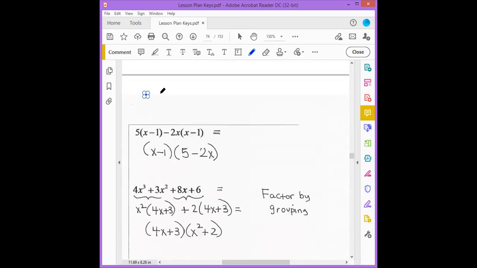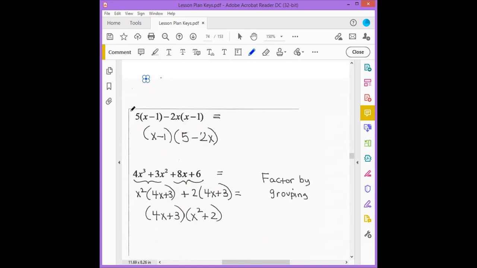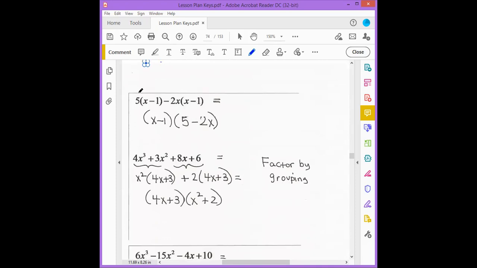All right, now we have 2 other expressions. The first one, 5 times x minus 1 minus 2x times x minus 1. Now we're going to simplify here because this is already factored for us, and we need to figure out how to write our solutions based on these factors.